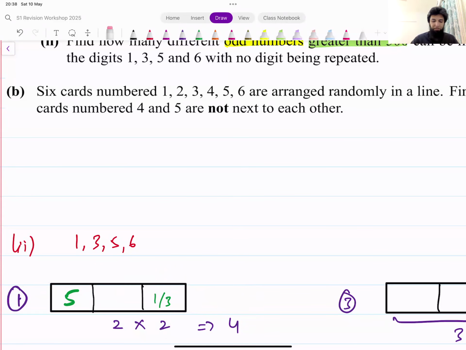So first of all, you have to arrange those boxes. First is a 5. That's only 1 option, right? Last could be 1 or 3. So we've got 2 options for that. Once we fill the last box as well, for the middle box, we have 2 options left. That becomes 4 in total.